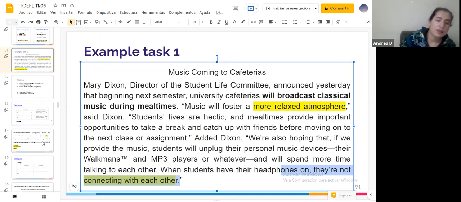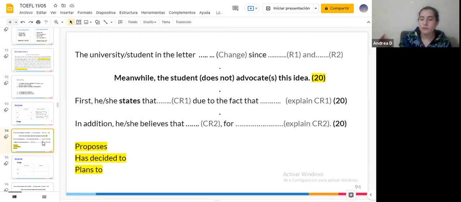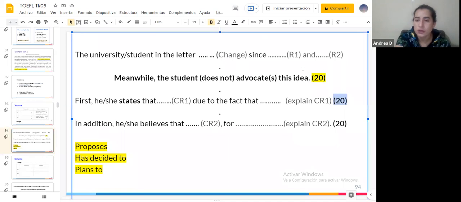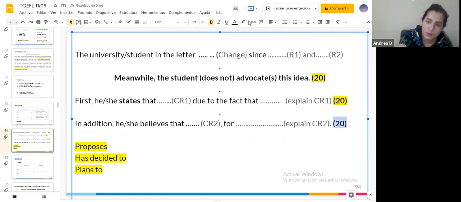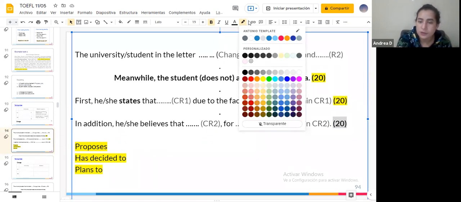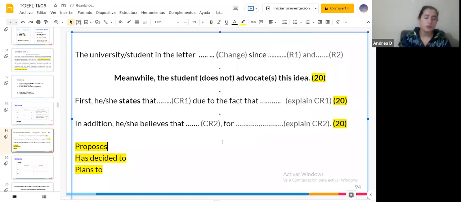So that's it. You got the intro, transition, first reason for the student and second reason for the student. And you can take 20 seconds for each one. So if you add it up, you got 60 seconds: 20 seconds, 20 seconds, and 20 seconds. And those are your 60 seconds of your response. Okay, so that's it. Is that okay? Any questions about this?